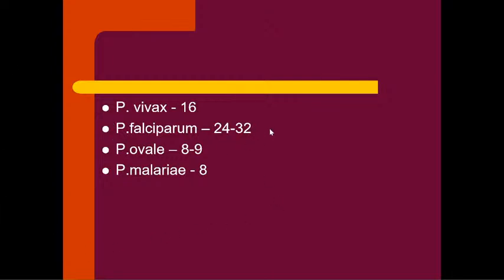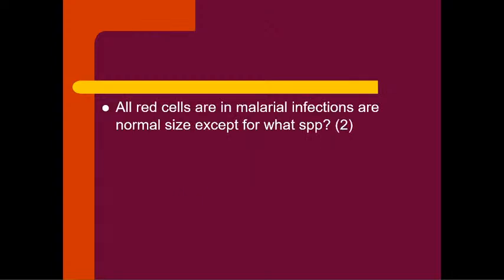It produces a lot of merozoites. And when there are a lot of merozoites, the amount of RBCs that it can potentially destroy is significantly increased. Plasmodium vivax is second with 16. Plasmodium ovale and Plasmodium malariae, roughly around 8. So, don't forget those things. Now, let's move on to red cells.